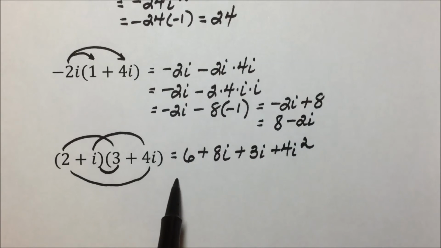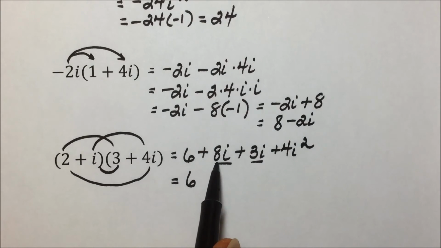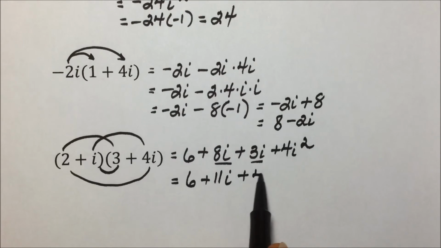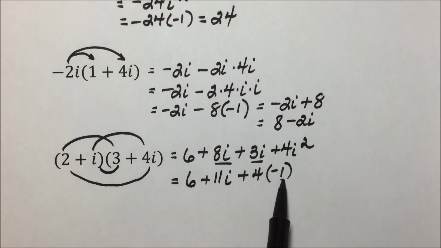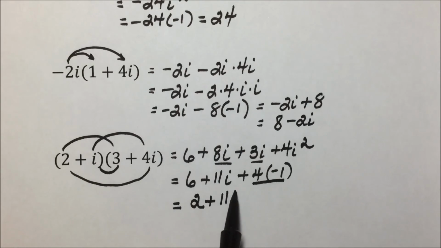Simplifying, we have a 6. We have two imaginary numbers where we add the coefficients. 8 plus 3 gives us 11i. And here we have our i squared again, which by definition is negative 1. Multiplying then the 4 by negative 1 gives us a negative 4 that we can combine with the 6. 6 plus a negative 4 is 2. And we have the 11i that we simplified before. So there is our answer in complex number form.